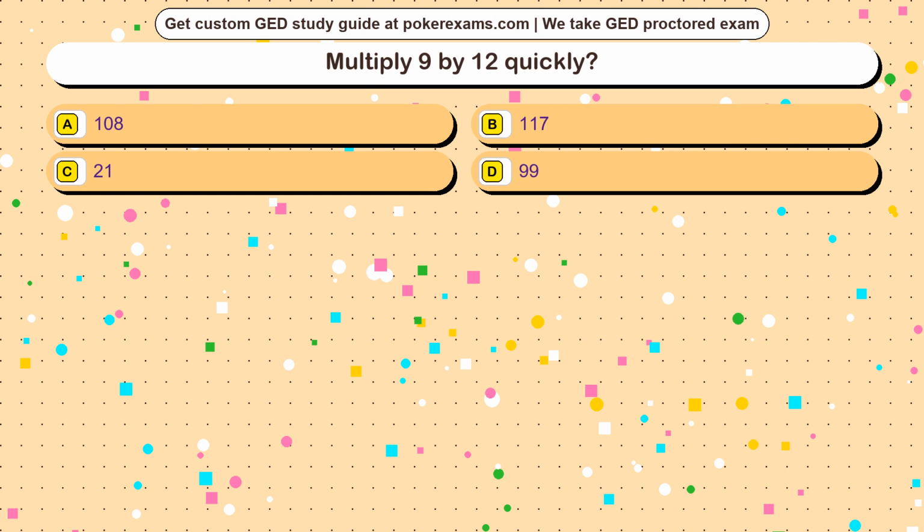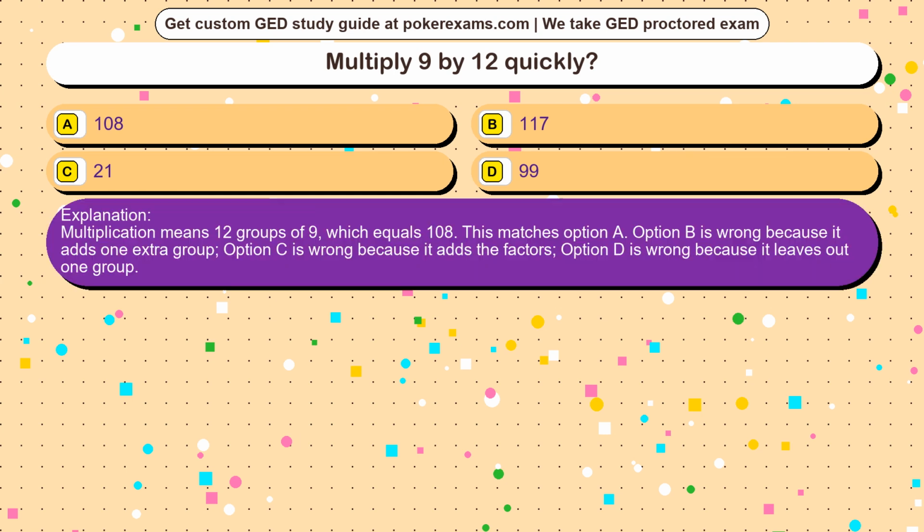The correct answer is option A. Multiplication means 12 groups of 9, which equals 108. This matches option A. Option B is wrong because it adds one extra group. Option C is wrong because it adds the factors. Option D is wrong because it leaves out one group.